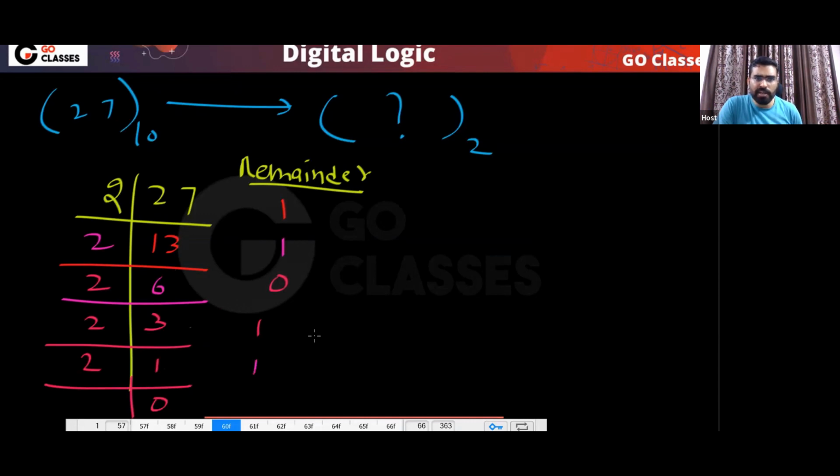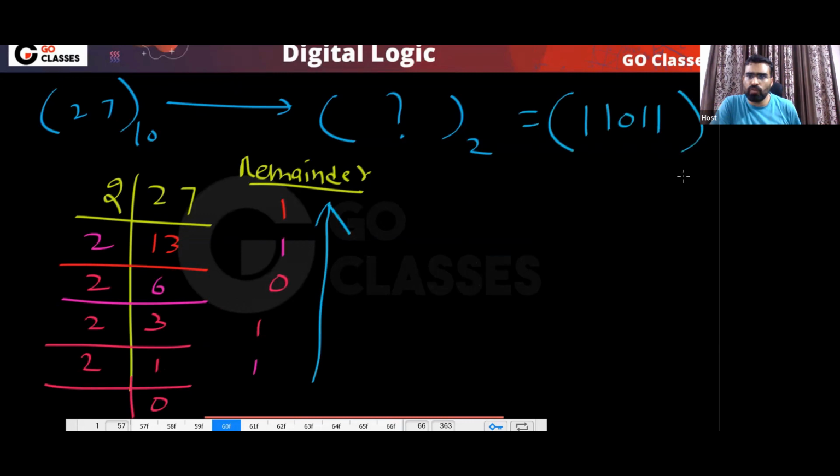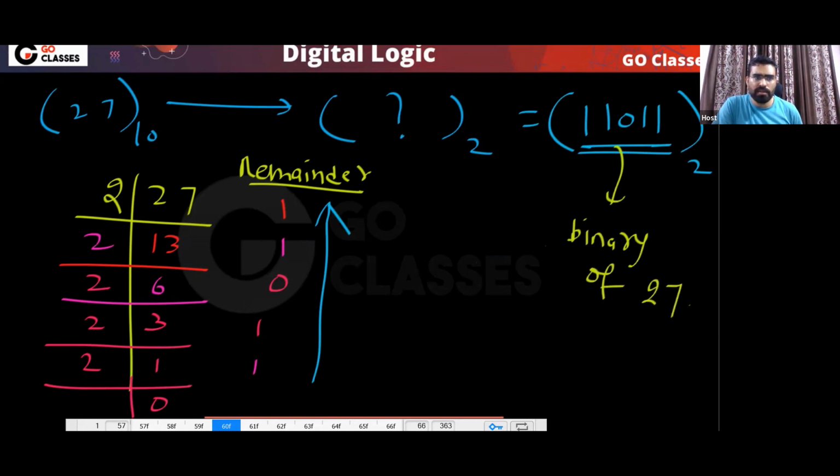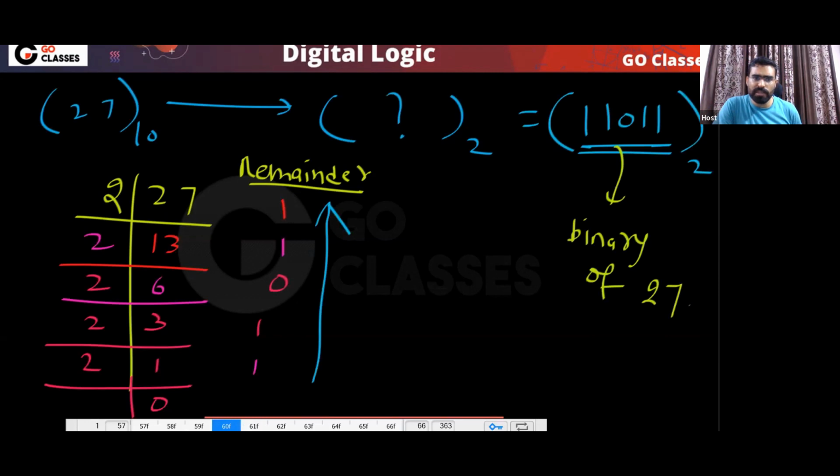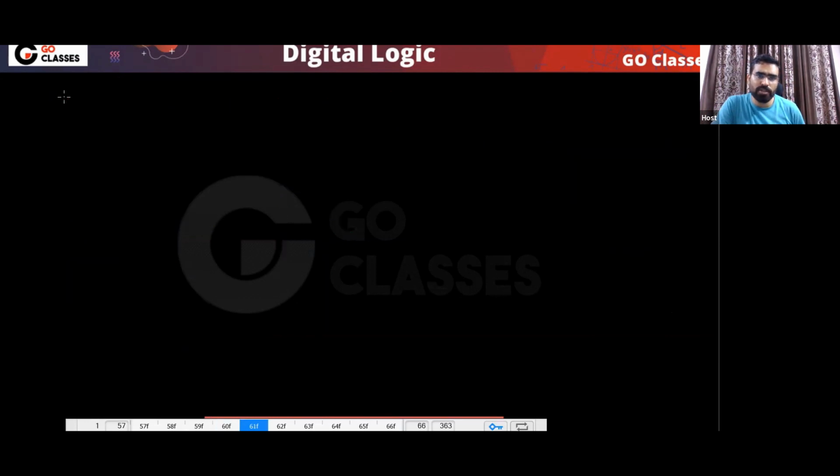Then these remainders you write in the reverse order. So the answer will be 11011. This will be in the binary. This is the binary of 27. Is this clear? This method will take a lot of time if you have big numbers. But this method is very simple. Okay, let's do the practice of this method.